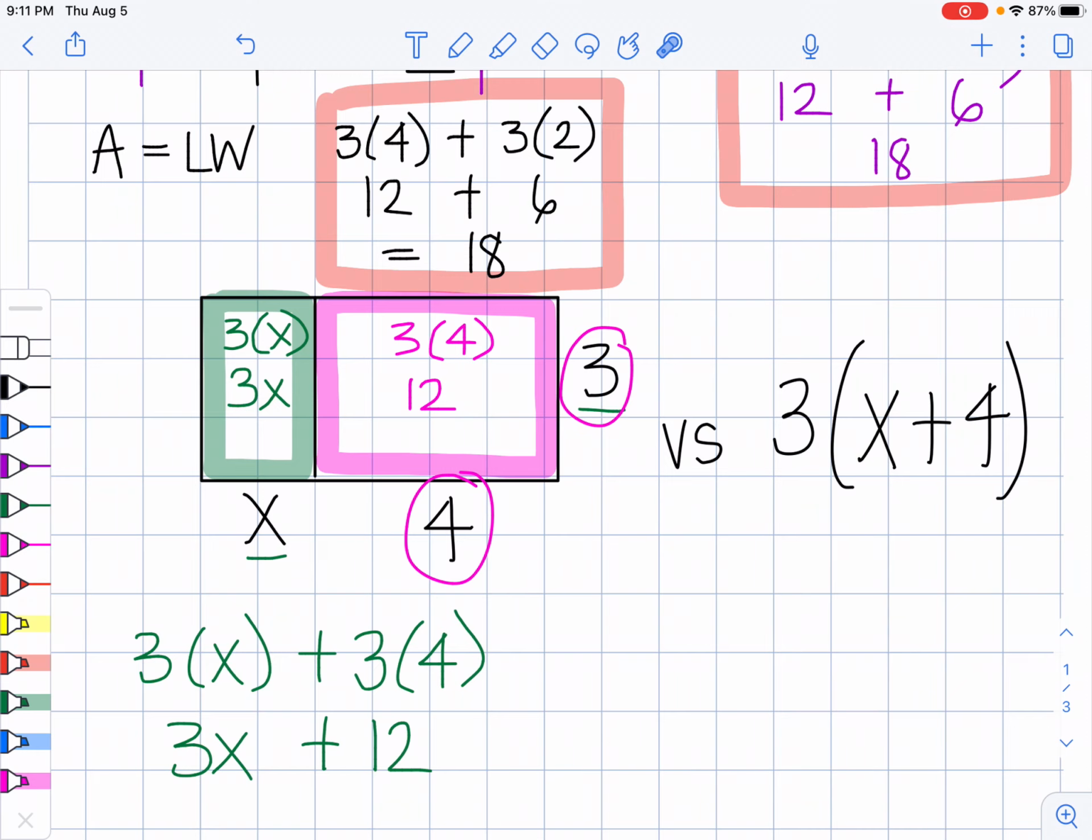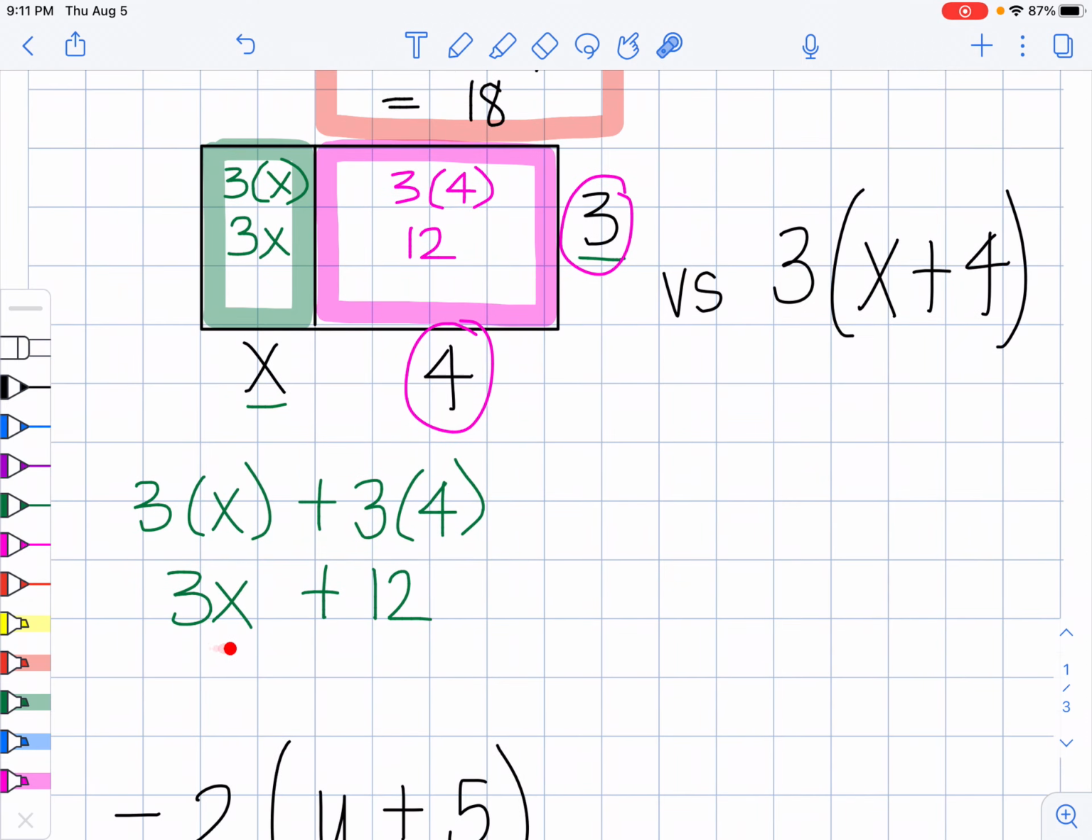They're both constants. But here, I have 3x and 12. This guy has x's. This one does not. So here's an x, and then this is a constant. Because these are different, they're not like terms, this would be my final answer.